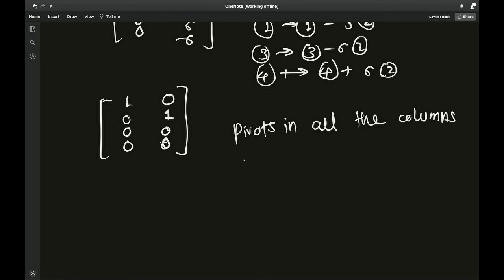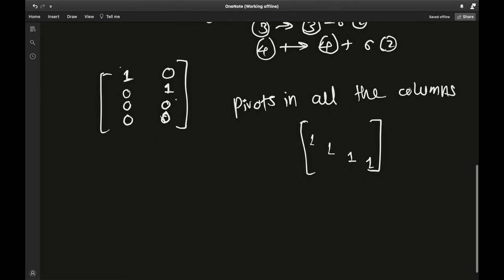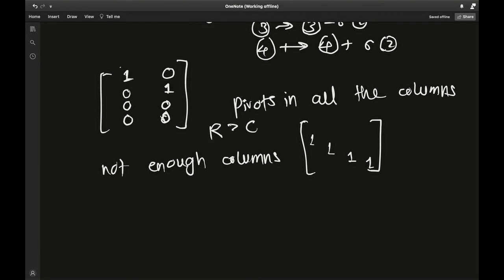But again, this is the best we can get to an identity matrix, because an identity has ones along the diagonal throughout, touching from the top left corner to the bottom right corner. And we can't have ones touching the bottom, because there are not enough columns now. There are more than enough rows, but there are not enough columns, in the case where the rows are way more than the columns.